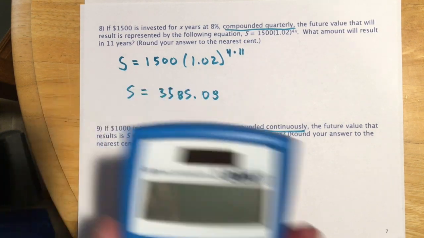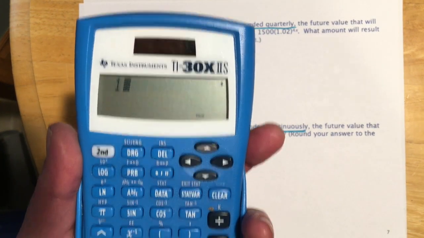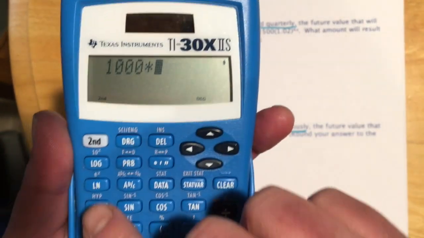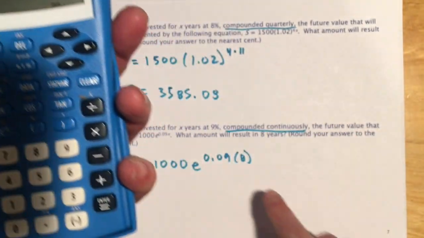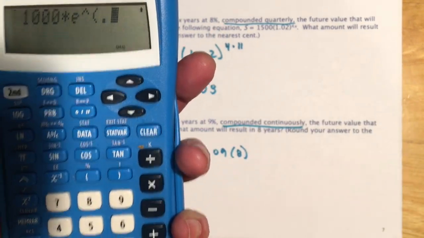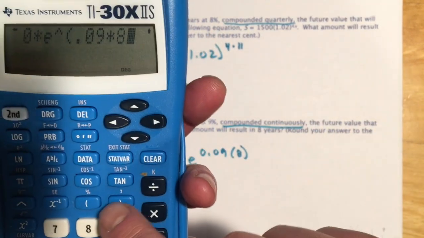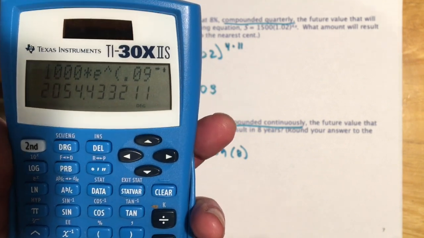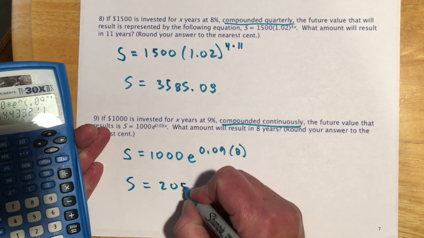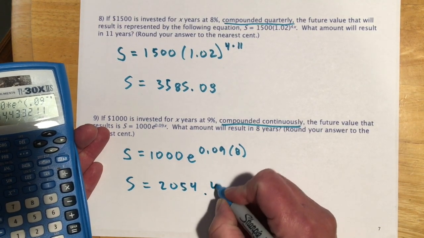And so again, for the calculator part, we would just have 1,000 and then times second function E, and then raised to, that raises it to for us, 0.09, and then times 8. And we get that. That's S equals 2054.43.